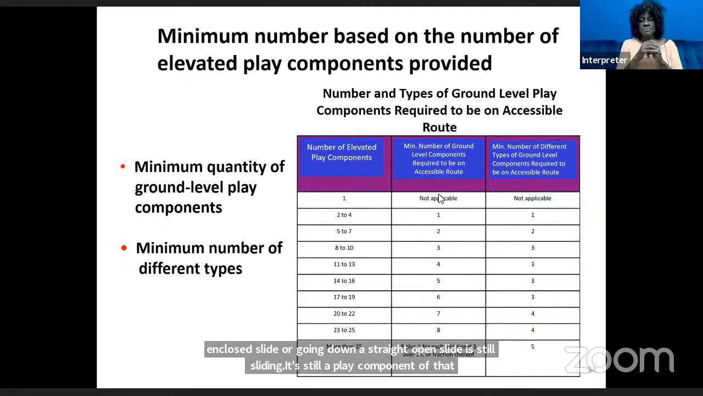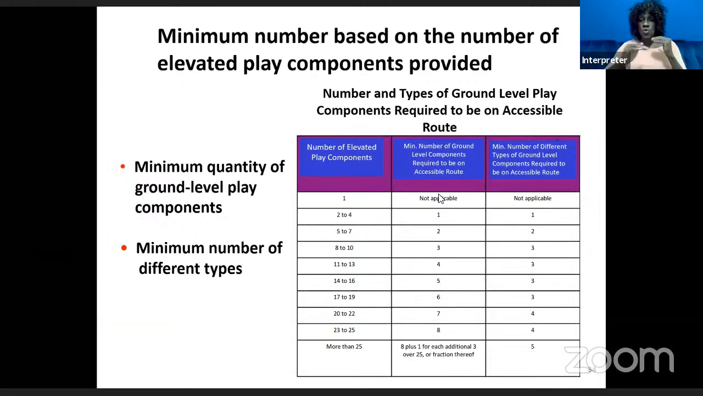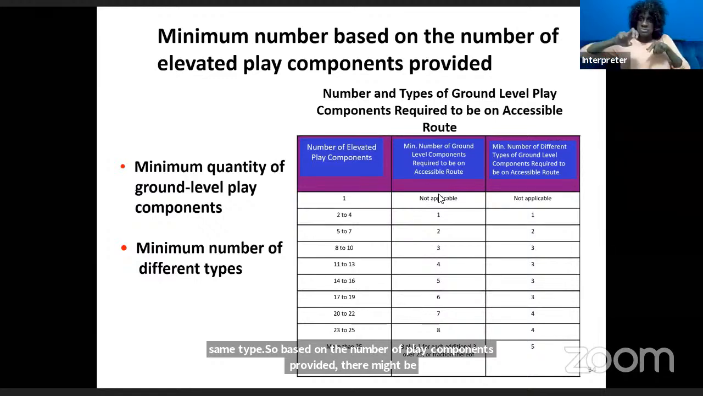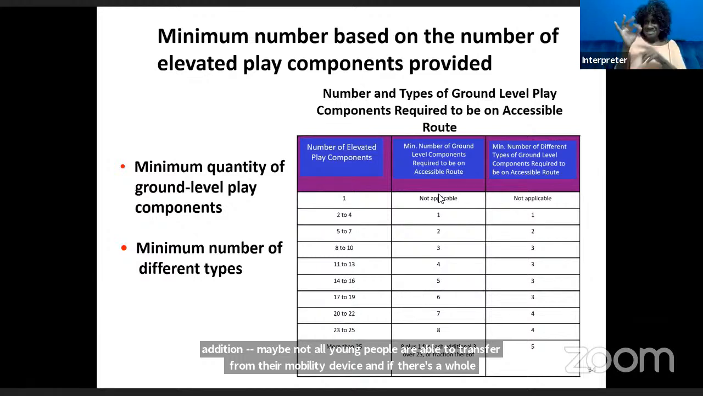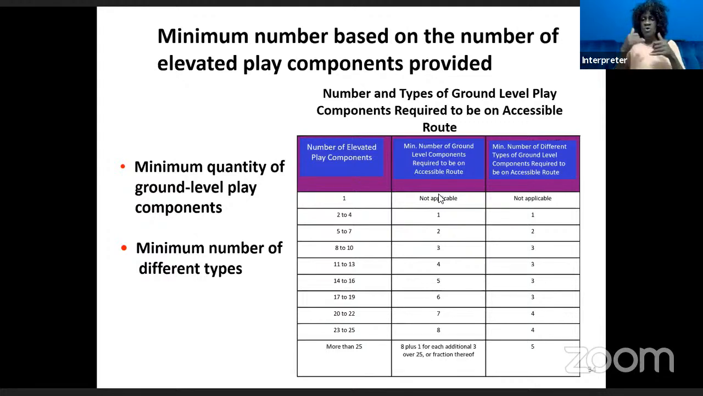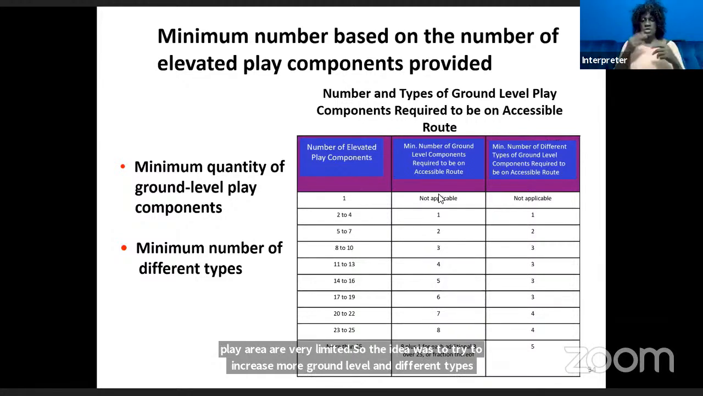So again, based on the number of elevated play components provided, there may be an additional obligation for more ground level. The idea here was that maybe not all young people are able to transfer from their mobility device, and if there's a whole bunch of stuff on an elevated level, could be 19, with only a transfer system, then the opportunities in the play area are very limited. So the idea was to increase more ground level and different types for greater opportunities for young people that could not typically leave their mobility device. And so you can see here in this graphic, we have the number of elevated play components.